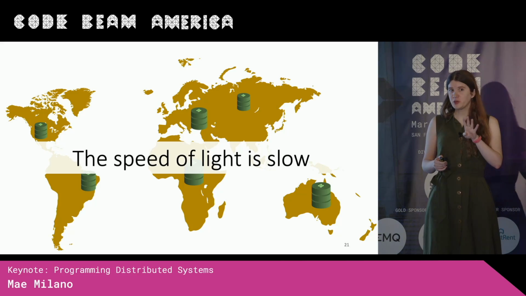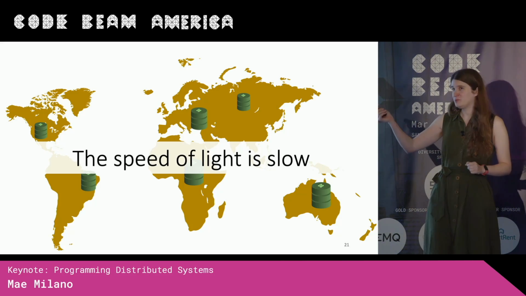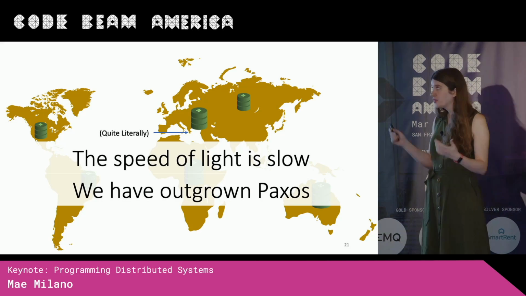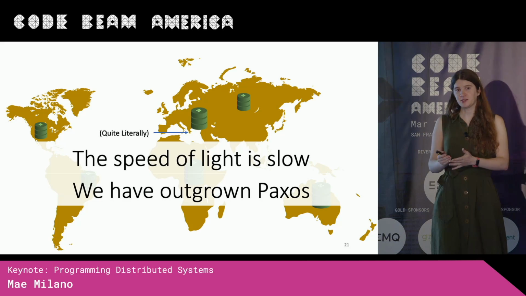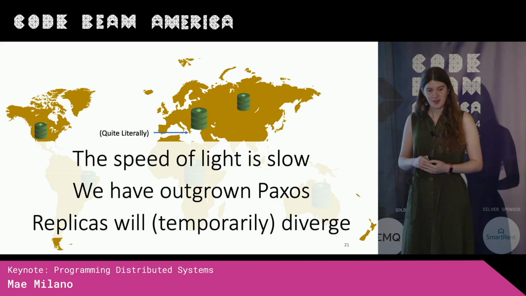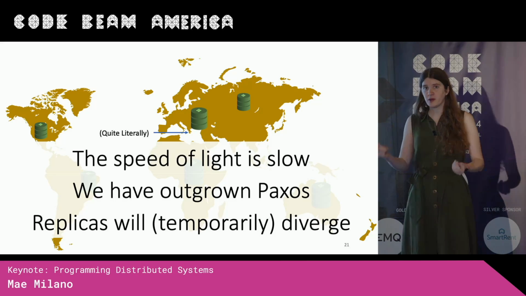It's only about 4 inches per clock cycle. And these continents are many more than 4 inches apart. At this scale, you've quite literally outgrown small islands like Paxos or well-known distributed consistency protocols like Paxos. And you'll have to accept the fact that your replicas will temporarily diverge.